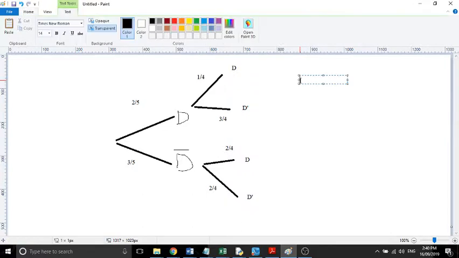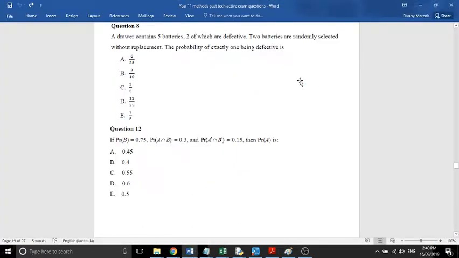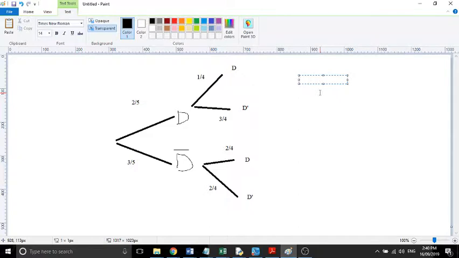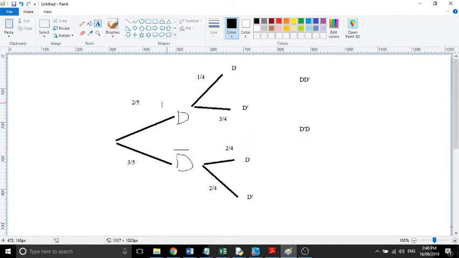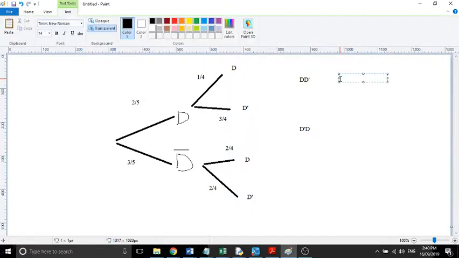So now we want the probability that exactly one is defective. That means we are looking at defective and not defective, or not defective and then defective. So we trace those through. Defective and not defective is 2 over 5 times 3 over 4. And not defective, defective is 3 over 5 times 2 over 4.